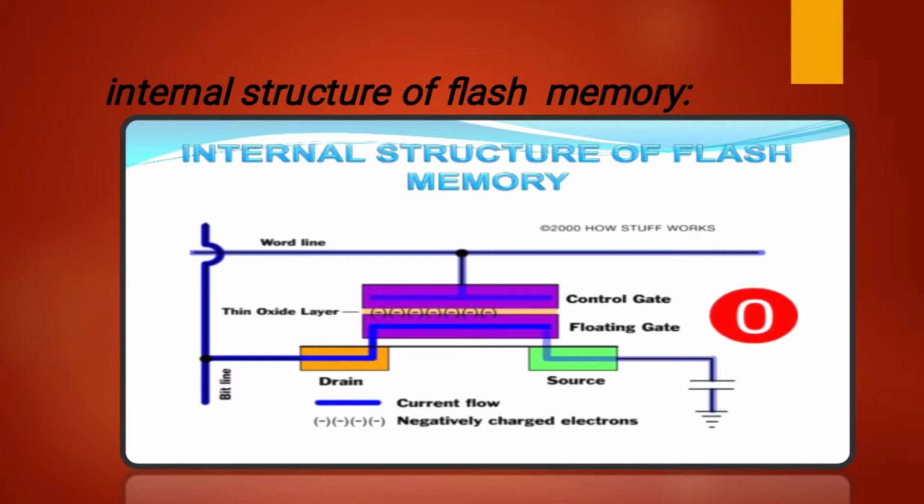Now, this is the simple picture of the internal structure of flash memory. That actually needs a very deep study, but it's a brief structure that should remain in our mind, and that is word line, thin oxide layer, control gate, floating gate, drain, the source, and there's a flow of charges. This is the source that is given a power source only when the data is to be stored in the flash memory.